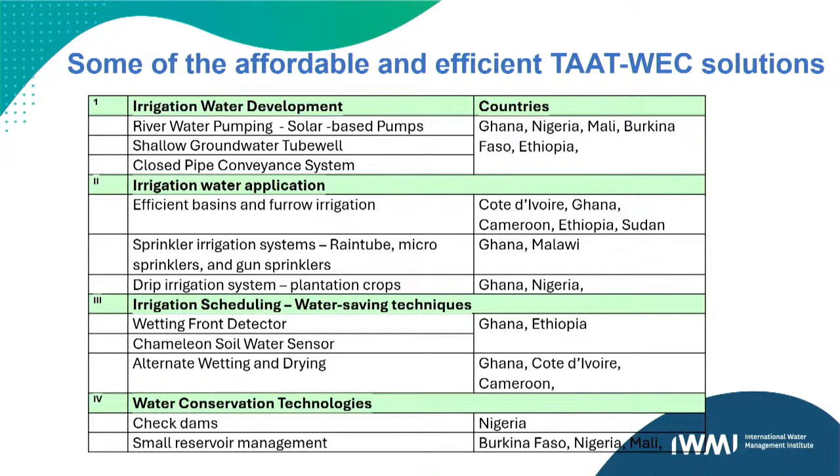In terms of irrigation water application, we worked on how to improve basin and furrow irrigation, which are still an essential component of our production system even now. Sprinkler irrigation systems, rain tube, and harnessing different sprinkler systems at the micro and smallholder level. We also use what we call irrigation scheduling water saving techniques, wetting front and chameleon sensors. These are tools that enable farmers to know exactly when to irrigate and what quantity of water to apply. And of course, in terms of water conservation, check dams and small reservoir management.